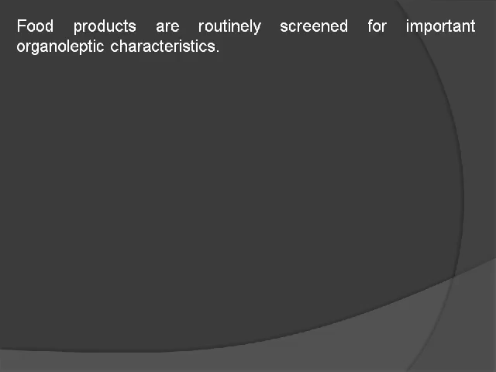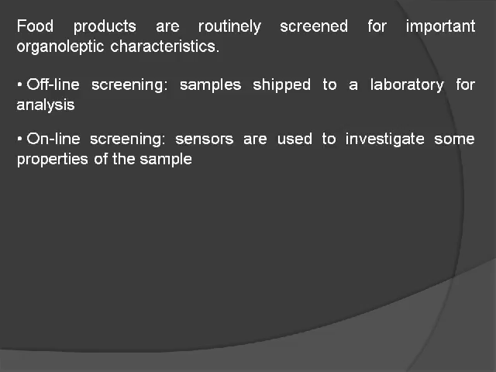Food products are routinely screened for important organoleptic characteristics, such as smell, aroma, and color, as well as to guarantee that microbial content is below the maximum allowed threshold concentration. In the past, offline screening techniques were used, where a limited number of product samples were sent to a laboratory to be tested and the results became available with long delays.